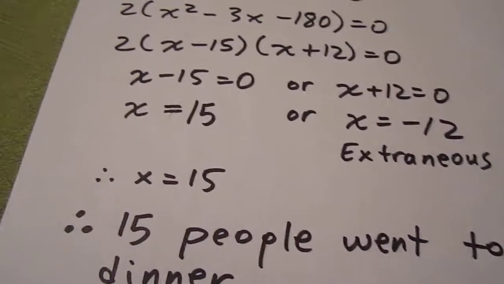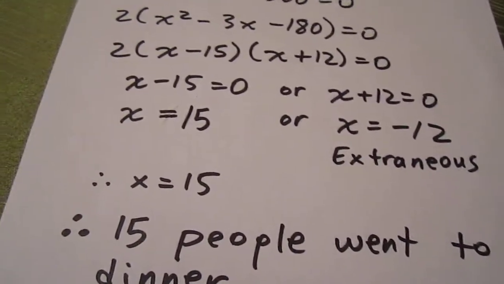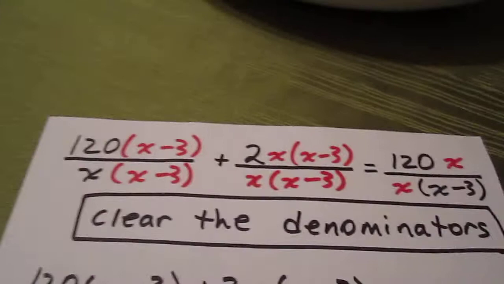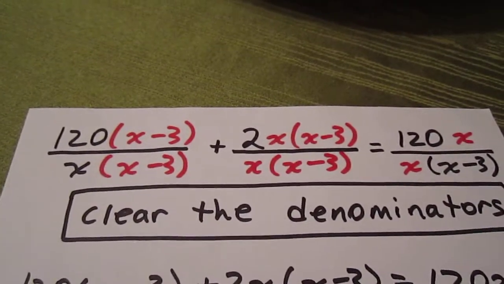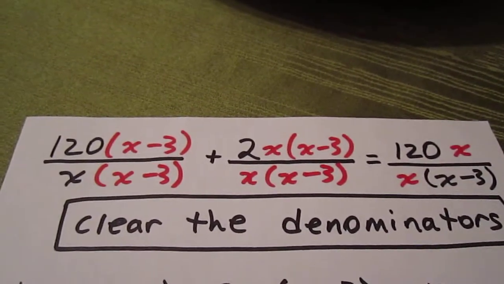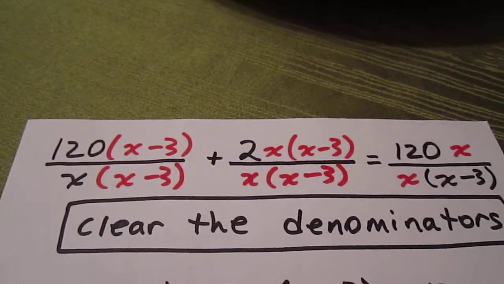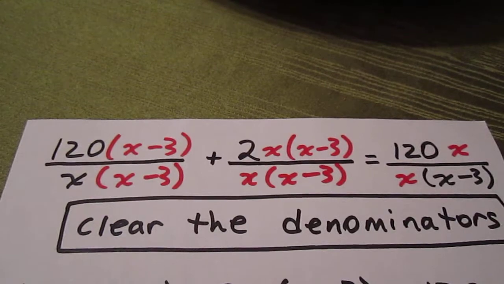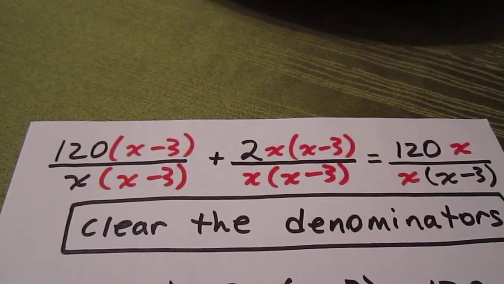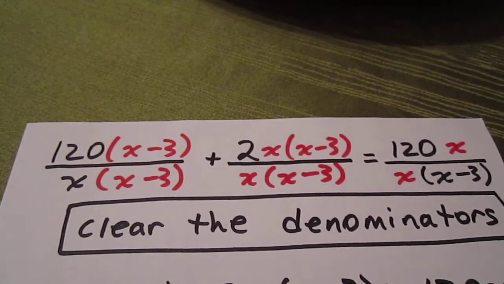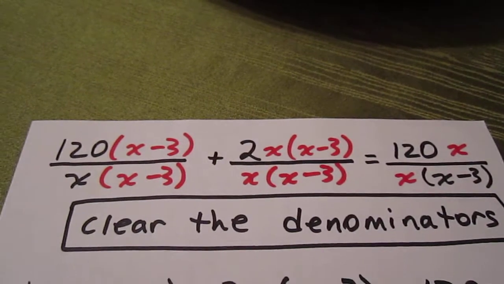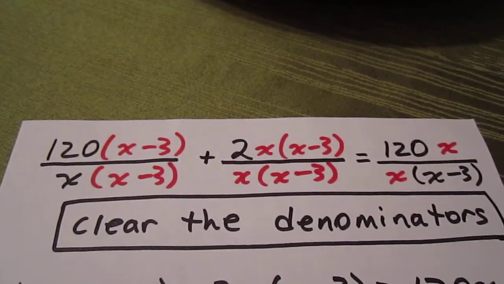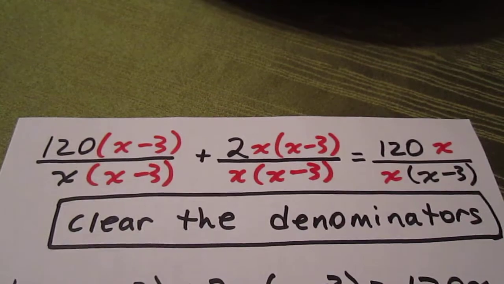So we go to the next line, and what we're going to do is take our original equation and put each rational expression over the same denominator. So 120 over x becomes 120 times x minus 3 over x times x minus 3. 2 becomes 2x times x minus 3 over x times x minus 3. And 120 over x minus 3 becomes 120x over x times x minus 3.